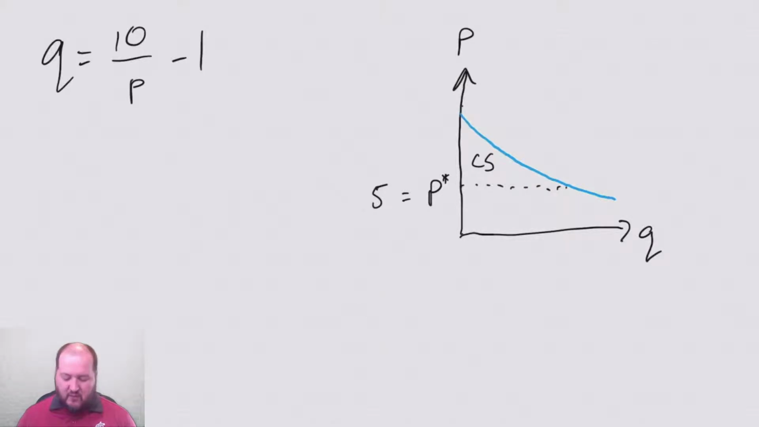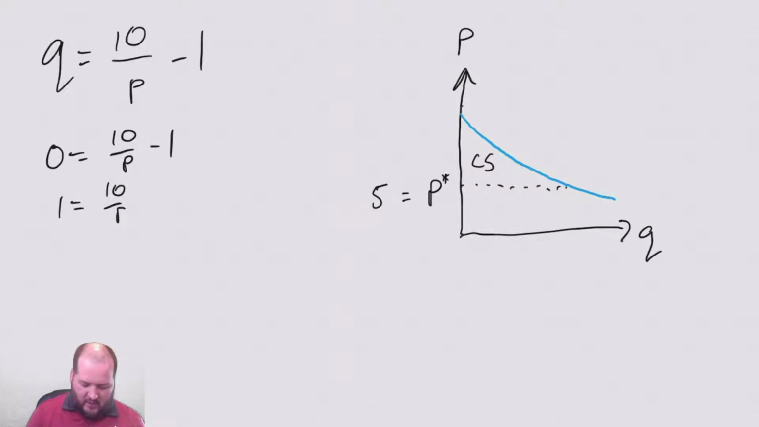The first thing we need to do is calculate this vertical intercept right here. We can do that by figuring out for what value of p our demand function equals 0. So I need to know 0 equals 10 over p minus 1. Well, that's 1 equals 10 over p, or p equals 10. So this tells me that my vertical intercept is going to be 10.